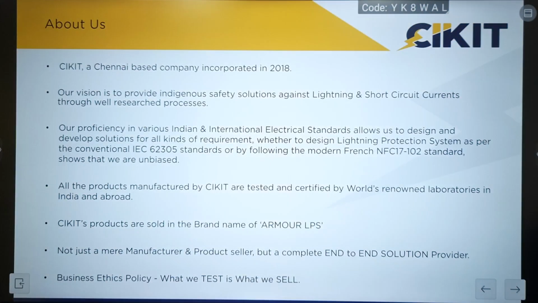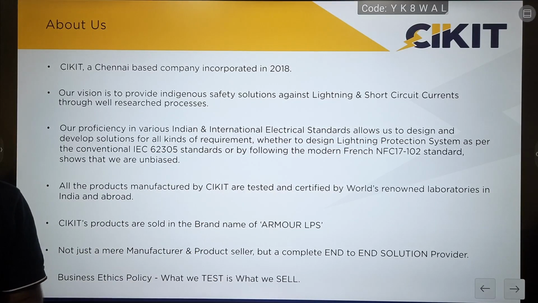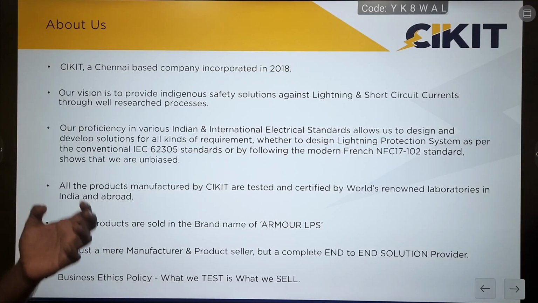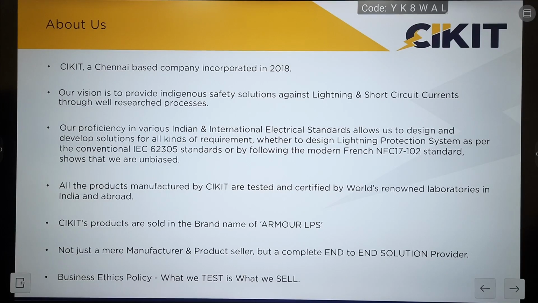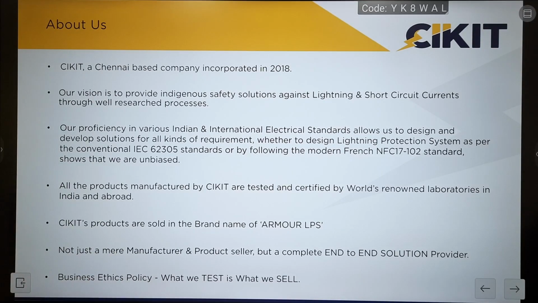So in the designing, we provide the number of earth electrodes required for those particular site conditions, and the minimum cross-sectional area of the conductors that can be used for those soil conditions. And we supply the materials, starting from earth electrodes and earth enhancing compounds and clamps suitable for those particular earth electrodes, and we provide maintenance of earthing as a separate service. Apart from that, we provide auditing of earthing systems. So we provide end-to-end solutions for both lightning protection systems as well as earthing systems.